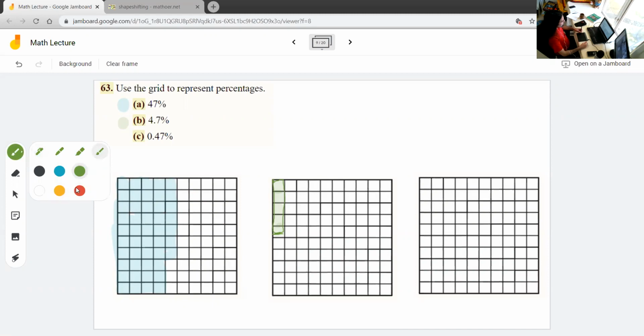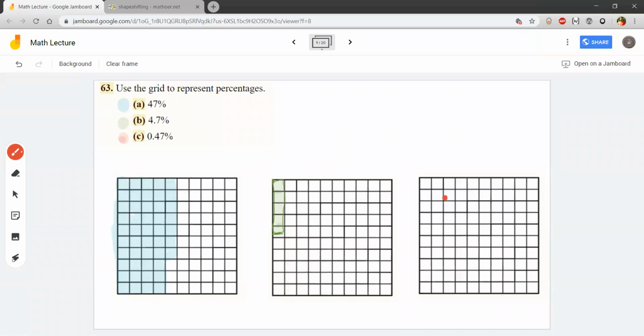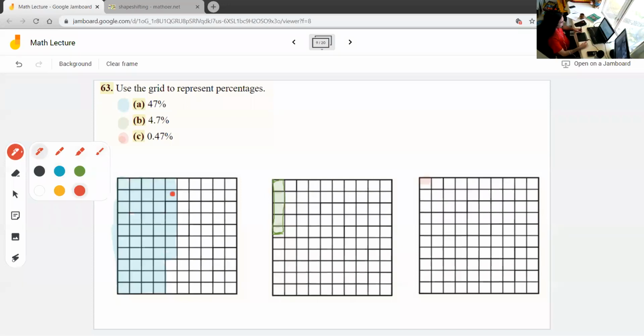If I wanted to do 0.47%, how would I do that? Half of a box. Yeah, it's not quite half a box. Half a box would be 0.5%. So this is almost half a box, but not quite.